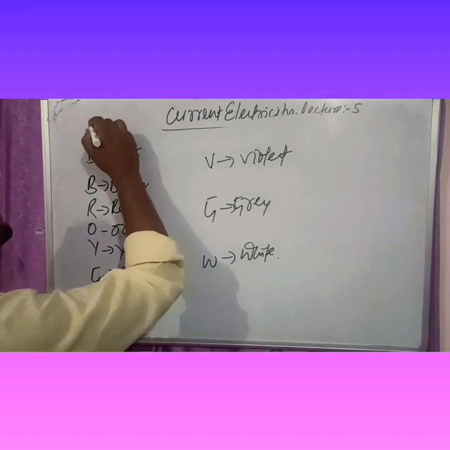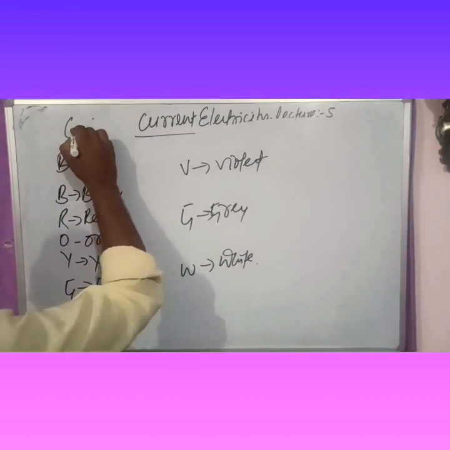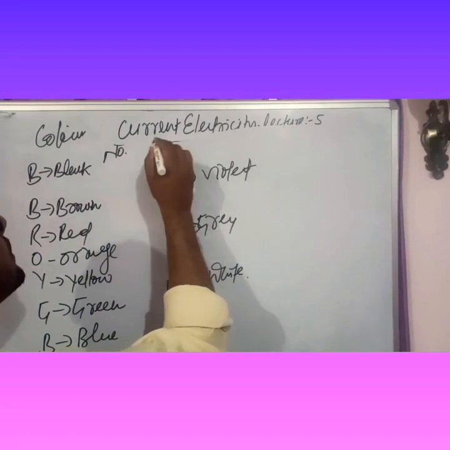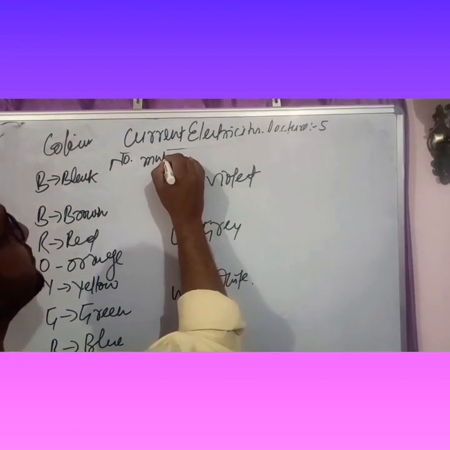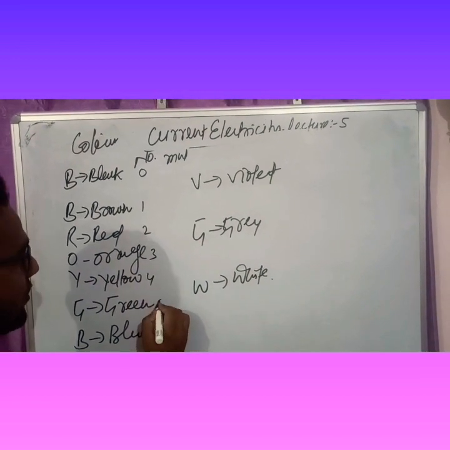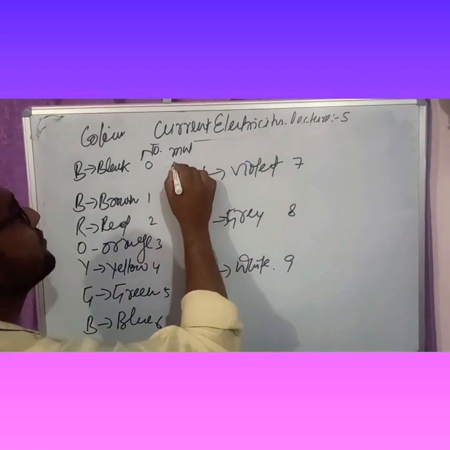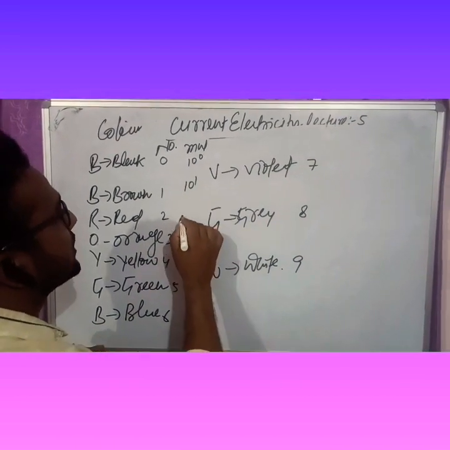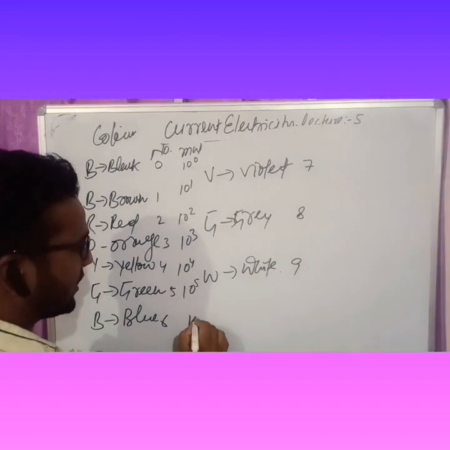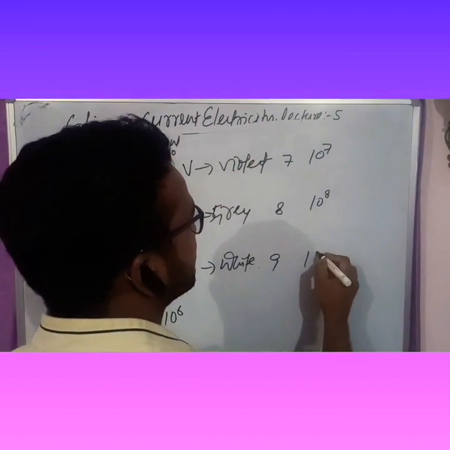Now here is the code: color name, color, number, and the second one is multiplier. Number is taken from 0, 1, 2, 3, 4, 5, 6, 7, 8, 9, and the multiplier will be 10 to the power 0, 10 to the power 1, 10 to the power 2, 10 to the power 3, 10 to the power 4, 10 to the power 5, 10 to the power 6, 10 to the power 7, 10 to the power 8, and 10 to the power 9.